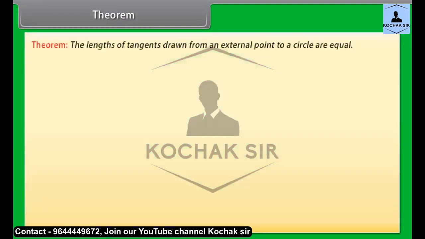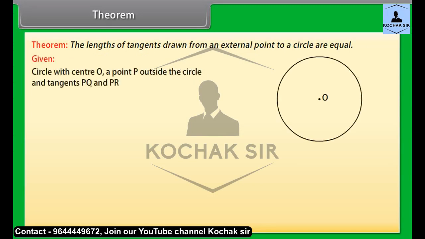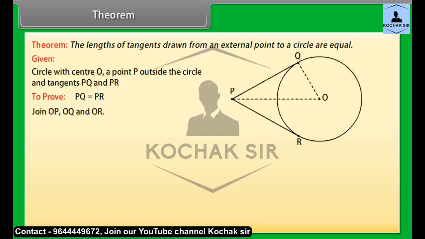Theorem: the lengths of tangents drawn from an external point to a circle are equal. We are given a circle with center O, a point P lying outside the circle, and two tangents PQ and PR on the circle from P. We need to prove that PQ is equal to PR. Let's join OP, OQ, and OR.